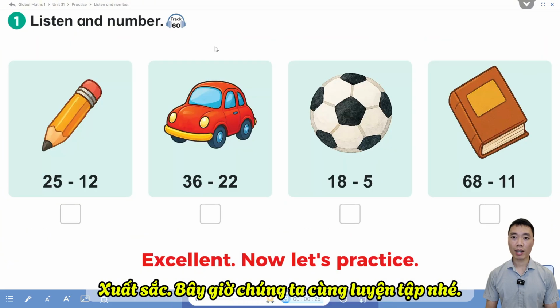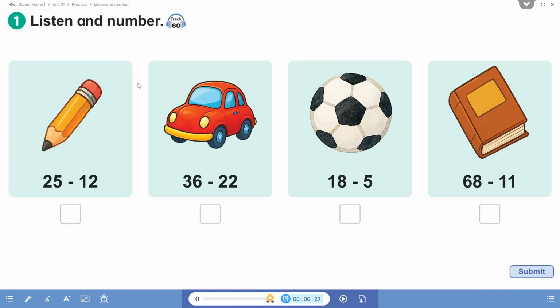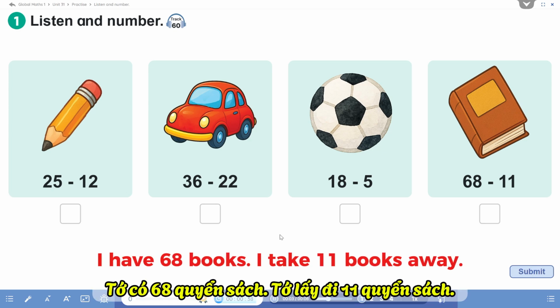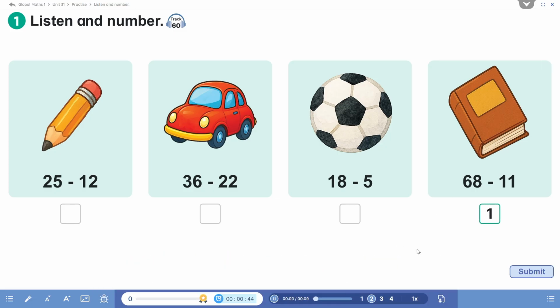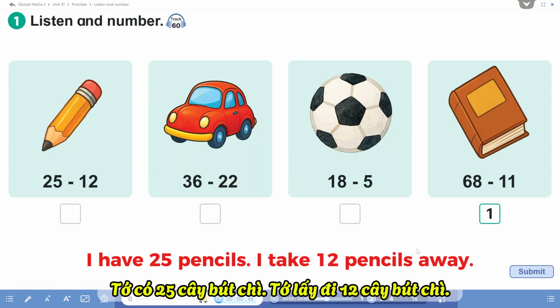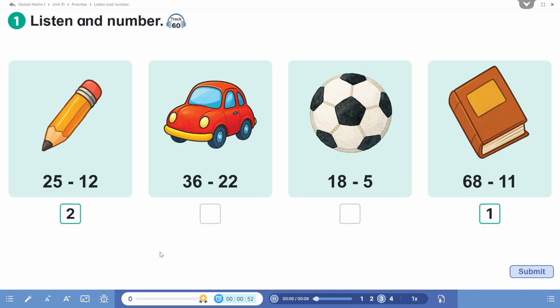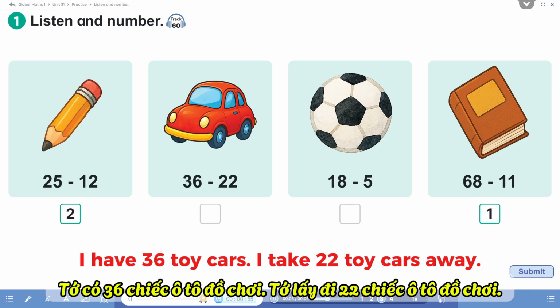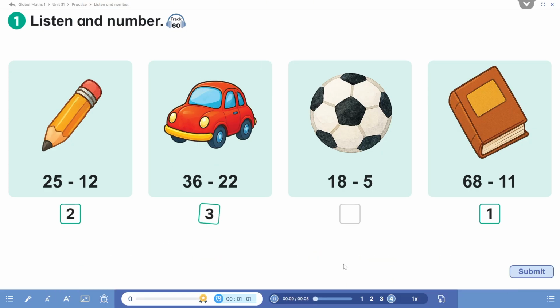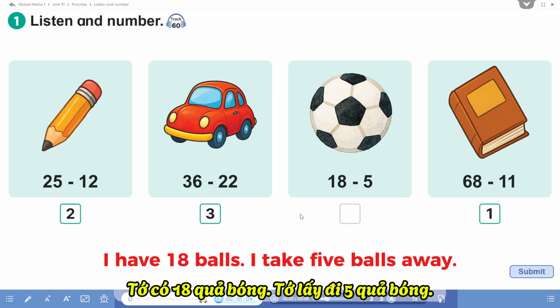Excellent. Now let's practice. 1. Listen and number. Number 1. I have 68 books. I take 11 books away. Number 2. I have 25 pencils. I take 12 pencils away. Number 3. I have 36 toy cars. I take 22 toy cars away. Number 4. I have 18 balls. I take 5 balls away.